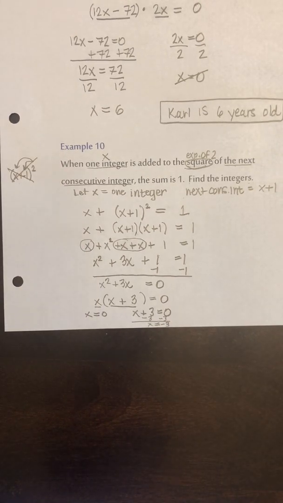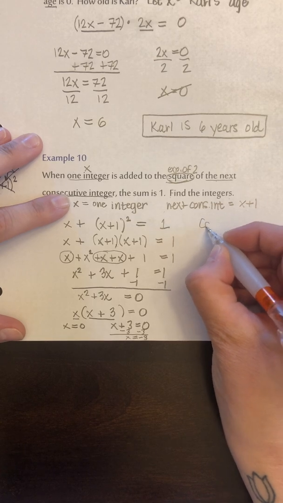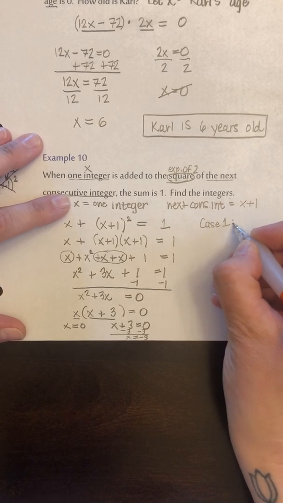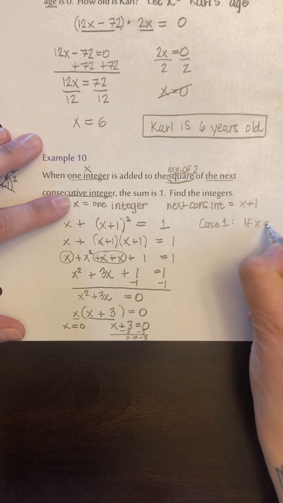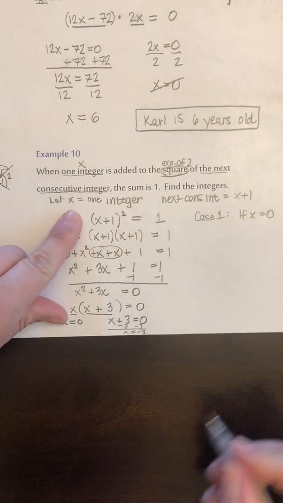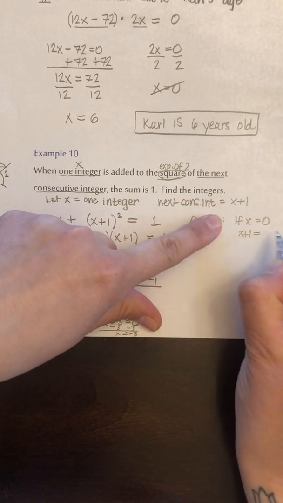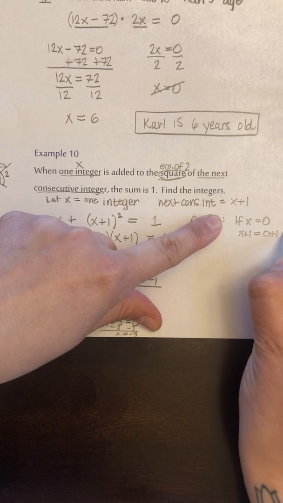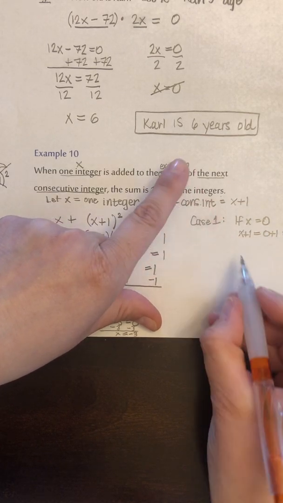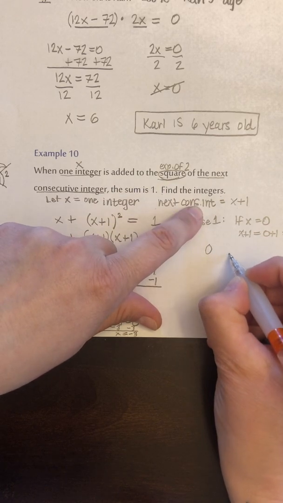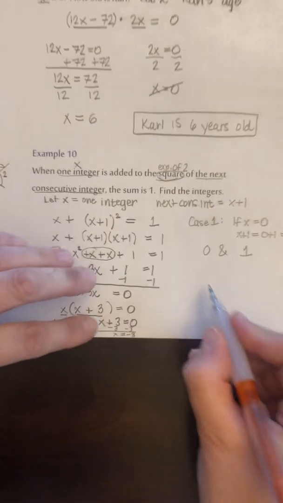So let's go back and take a look at what the question says. Again, it gave us that information. When one integer is added to the square of the next consecutive integer, the sum is 1. But here's what it's asking us. It says, find the integers. Well, you have two cases here. The first case is if x is 0. If x is 0, then x plus 1 would be 0 plus 1, which would be 1. So if that's the case, then my numbers would be 0 and 1.